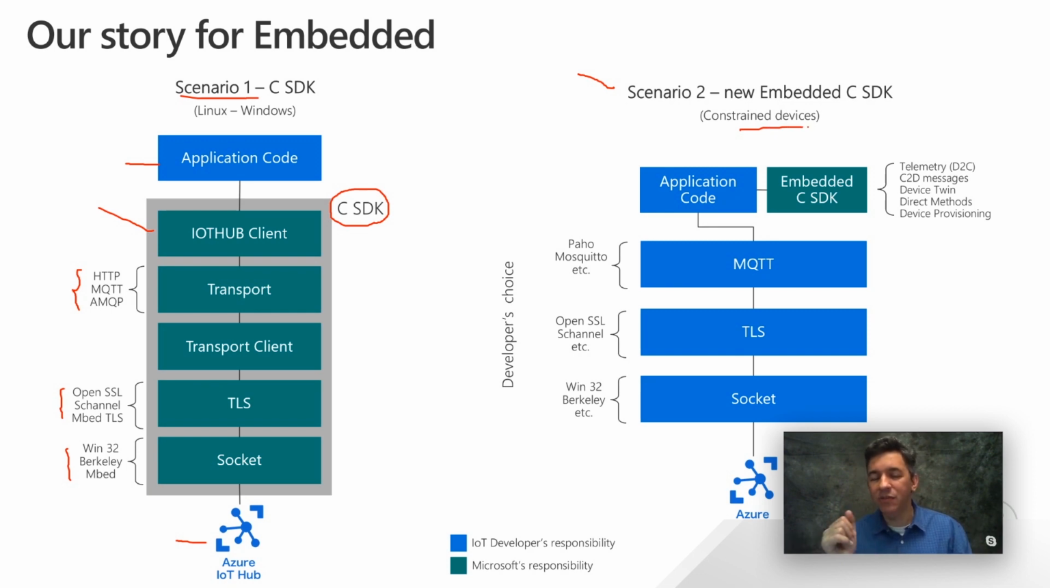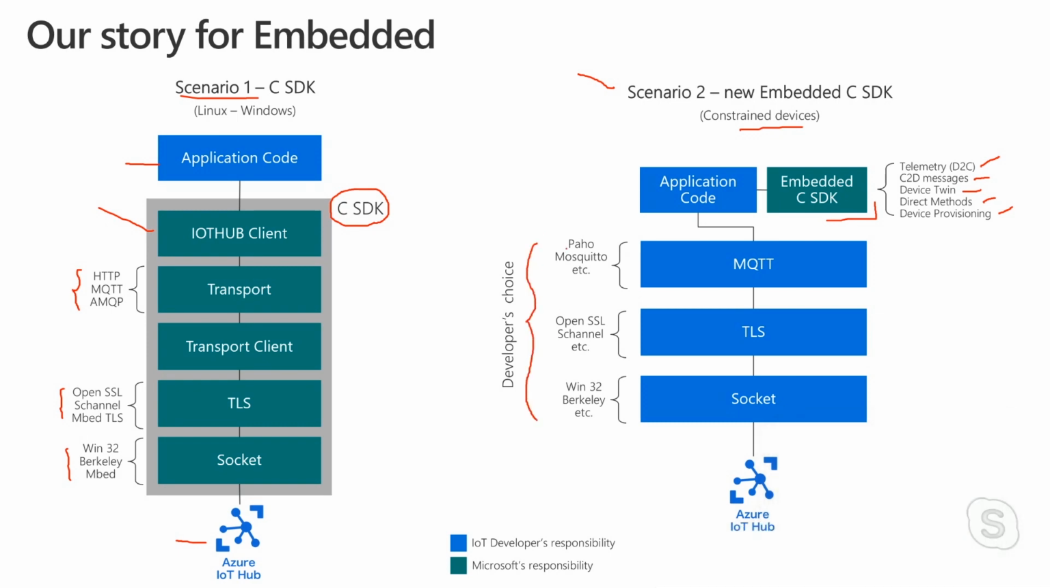So by looking at the differences here, you see that while the Embedded C SDK is still providing all of the functionalities that we were providing with the C SDK in terms of having telemetry, so device to cloud, cloud to device, device twin, methods, and device provisioning, we are giving the developers the choice and the freedom of choosing whichever MQTT client they would want to use. This could be Paho, Mosquitto, or any other. Same goes for TLS, and the same goes for Socket.